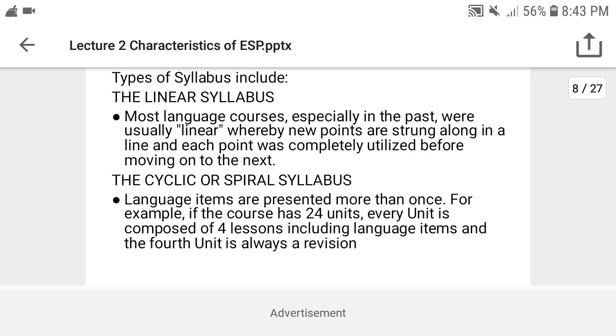The cyclic or spiral syllabus. Language items are presented more than once. For example, if a course has 24 units, every unit is composed of 4 lessons, including language items, and the fourth unit is always a revision.